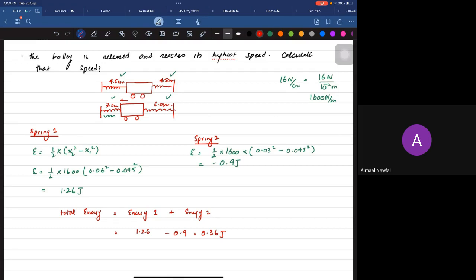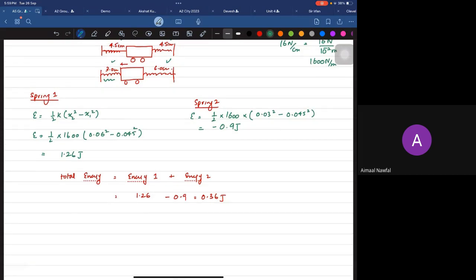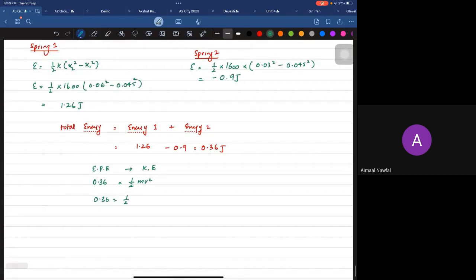Can you confirm, please? Yes, sir. So x2 will always be the final extension, final minus initial. That's true. Now I just want to tell you one more thing: because we want to find speed when it is released, the elastic potential energy will change into kinetic energy. Elastic potential energy was 0.36, kinetic energy is half mv squared, so 0.36 equals half times the mass, 850 grams, divided by 1000 to change into kilograms, times v squared. Can you find the speed when it is released?